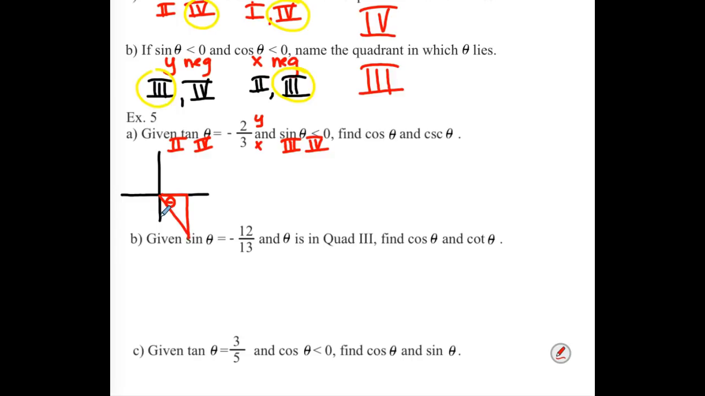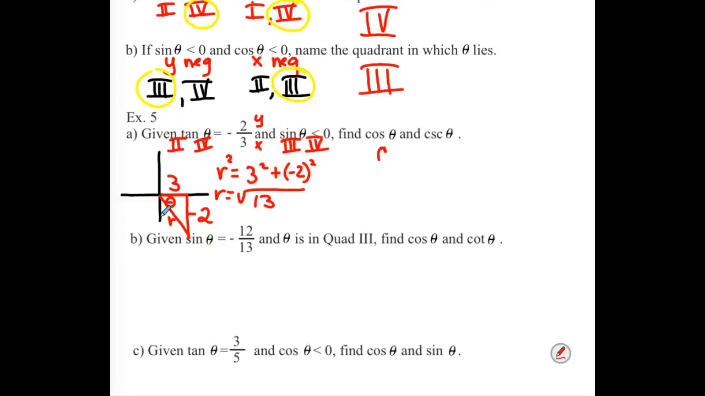So our y value would have to be the negative 2, and our x value would have to be the positive 3. Finding the radius of that, r squared, remember, is the same as a squared plus b squared, so 3 squared plus negative 2 squared. R will be the square root of that. 3 squared is 9, negative 2 squared is 4, so we've got the square root of 13.